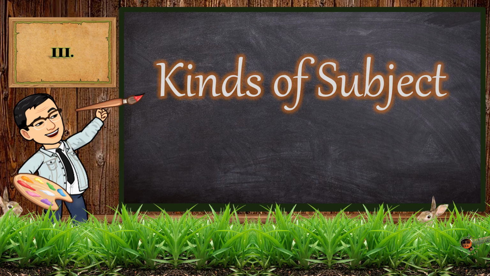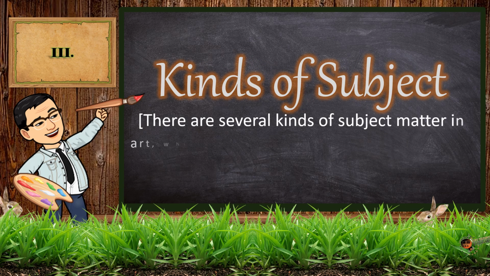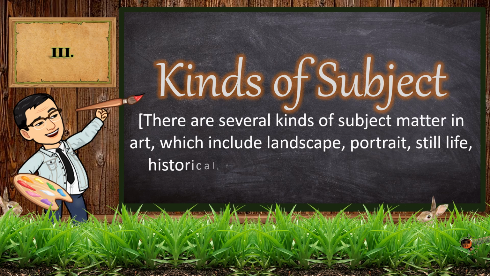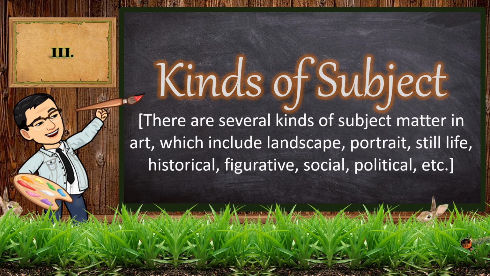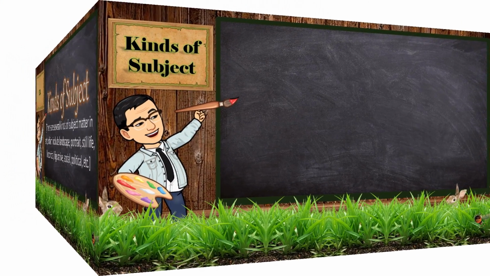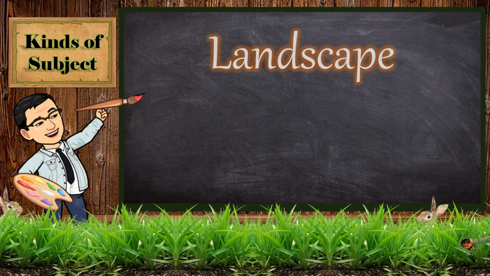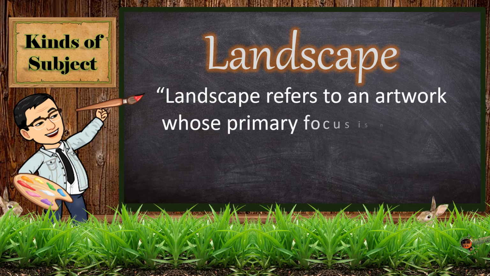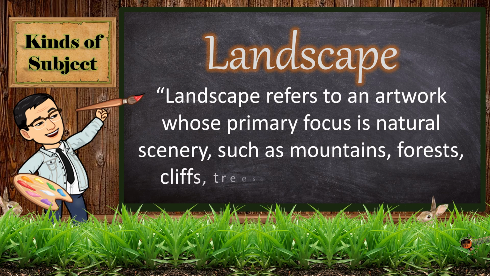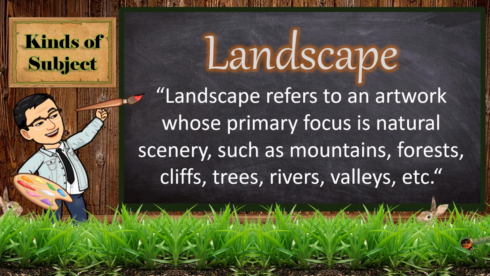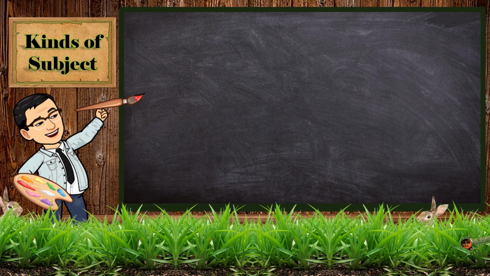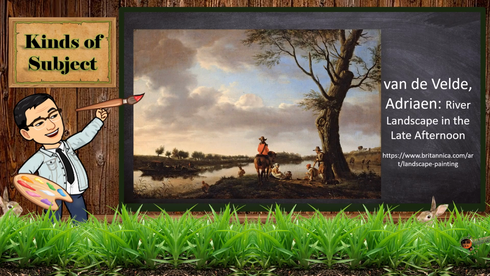Kinds of subject. There are several kinds of subject matter in art, which include landscape, portrait, still life, historical, figurative, social, political, etc. According to Thaneo McCardle, landscape refers to an artwork whose primary focus is natural scenery, such as mountains, forests, cliffs, trees, rivers, valleys, etc. In other words, the surroundings are the basis for one's art. Meaning, one can freely picture them to portray the present moment.